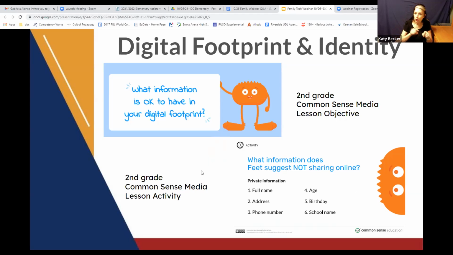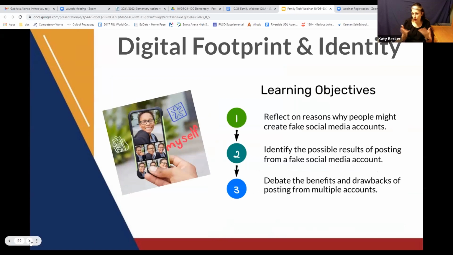So it's really teaching the students, you have this footprint and the things that you share can allow others to find you. So it's really showing them, don't share these things, but then here are also some examples of things that you can share.